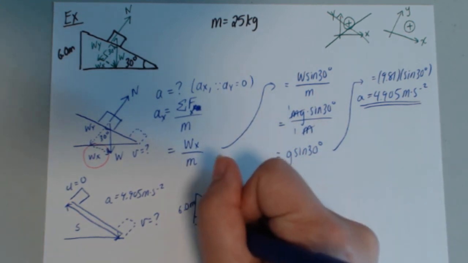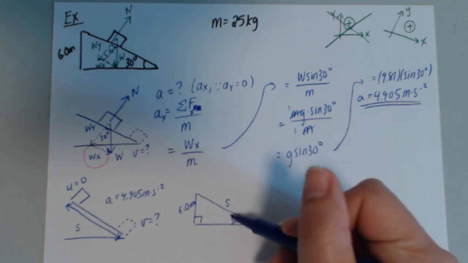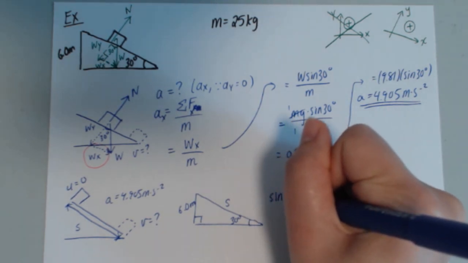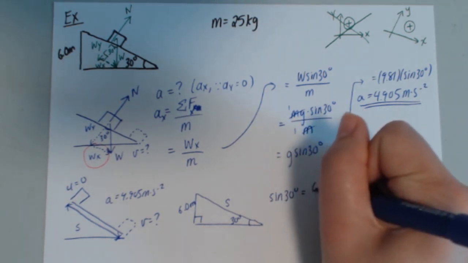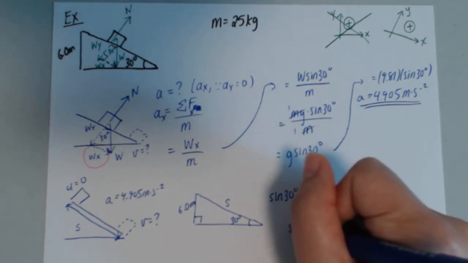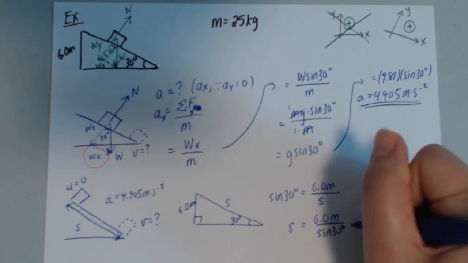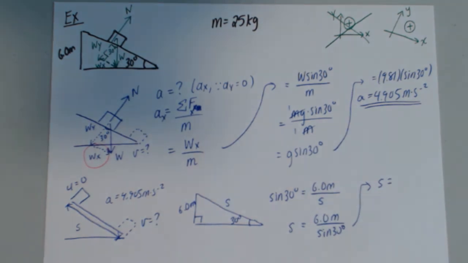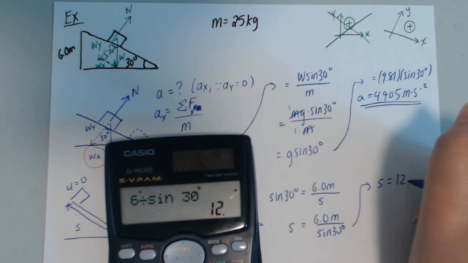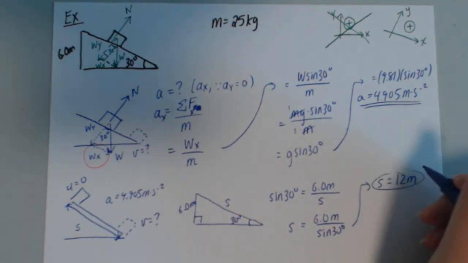Well, it's a right triangle, so to solve a right triangle, I usually use SOHCAHTOA. With this angle, I have the opposite side and the hypotenuse. And I know that sine of theta, or sine of 30 degrees, is going to be opposite, 6 meters, divided by hypotenuse, which is s. So that means s is equal to 6 meters divided by sine of 30 degrees. 6 divided by sine 30, and we get 12. So 12 meters. That is the distance that the block gets displaced.